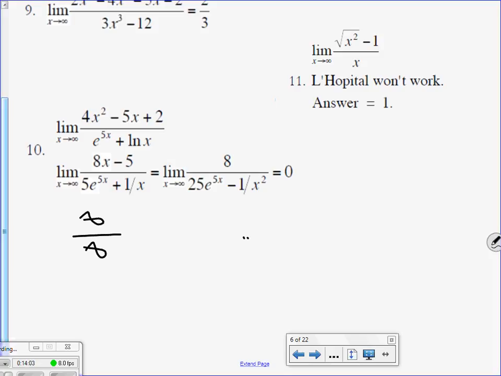Now, as x approaches infinity, the numerator stays put at 8. So the denominator's blowing up to infinity. Yep.